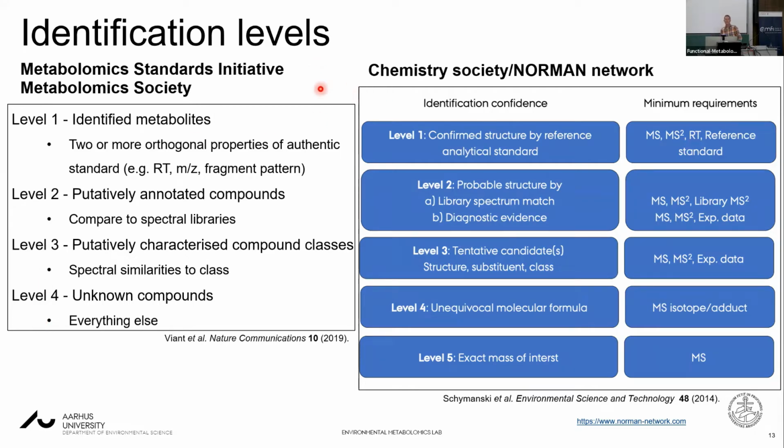But level number 1 is the highest, where you confirm the metabolite or the standard or the molecule by buying a reference standard, and you inject it on the platform and you confirm it with MS1, MS2, and retention time information. Then there's level 2, it's also the same. You get the spectral data, MS1 and MS2. You compare that to a library that is publicly available.